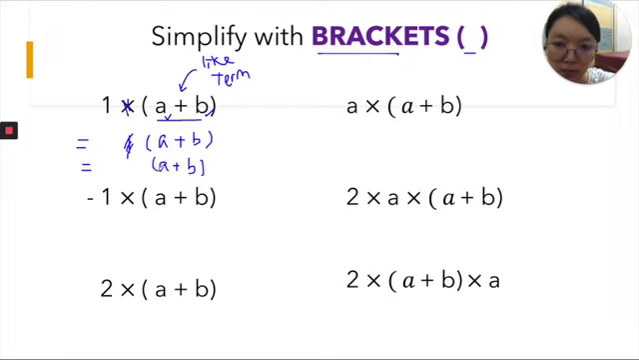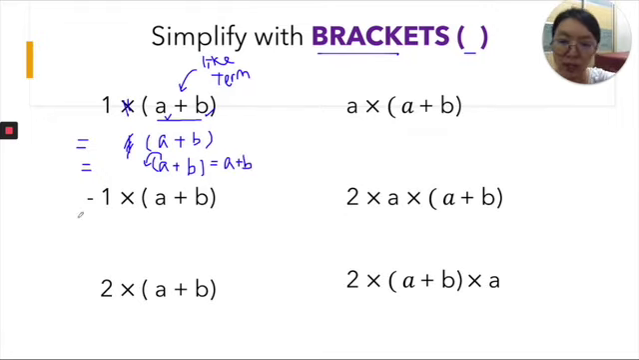It is still the same, with and without the 1. Next, I will look at the bracket. Bracket in front, check. Any sign? There is no sign. So I can just take away the bracket and be left with a plus b.